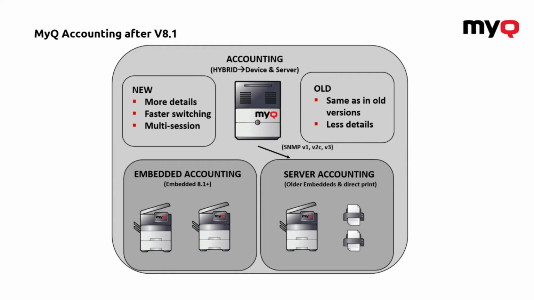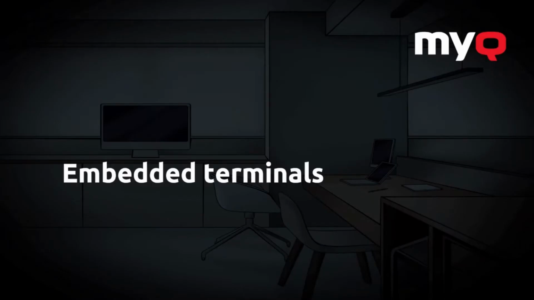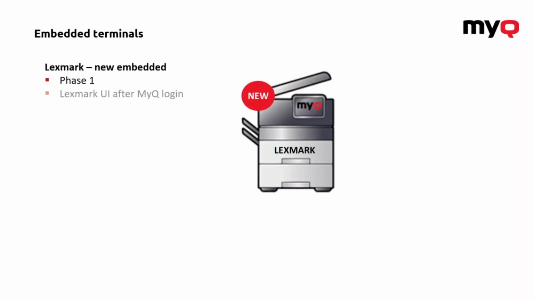Another highlight of this year are the embedded terminals, because we have added one embedded terminal and really improved another one. So let's quickly look at that. The first one was the Lexmark, a new embedded terminal that's been added to our portfolio, and it's just a phase 1 at this moment, so it has maybe a little bit limited features, but allows you the full secure print. There's just one thing, that after the login, only the Lexmark UI is used. On the other hand, within the next version, additional improvements will be shown, as we'll explain later.